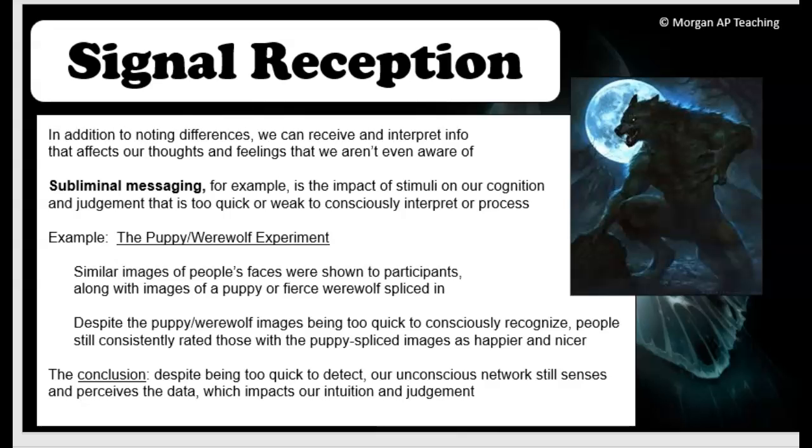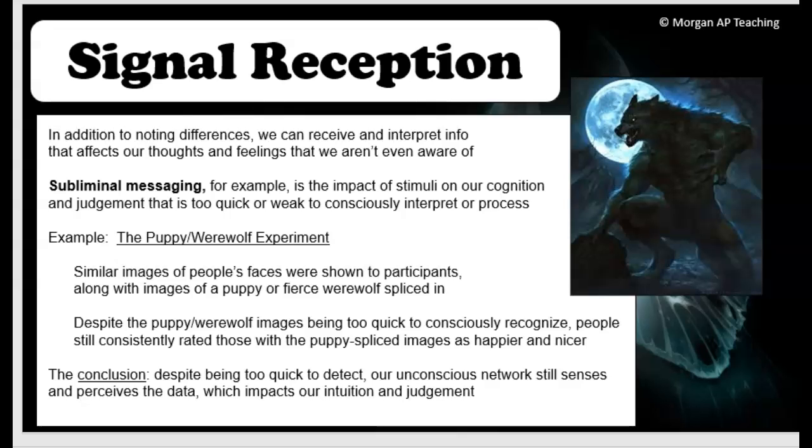So basically you're being shown an image, but it's so quick that you don't see it, but you perceive it. So here's an example. The puppy werewolf experiment. So similar images of people's faces were shown to participants along with images of a puppy or a fierce werewolf spliced in. So you're going to see face, face, face, puppy, face, face, face, werewolf, something like that, right? Puppies connote happy, werewolf connotes scary.